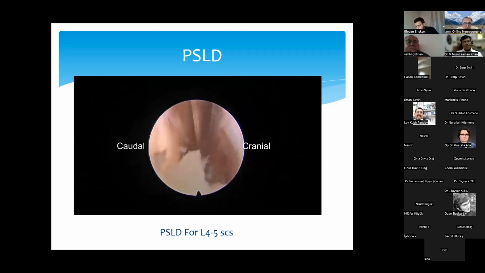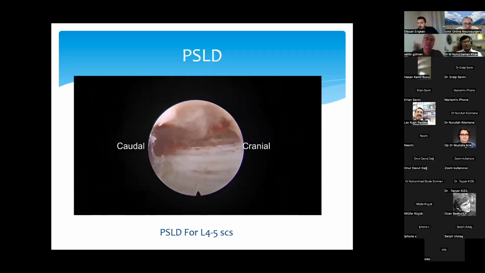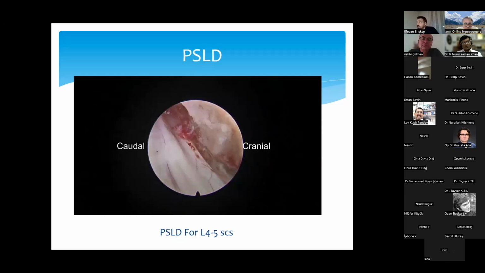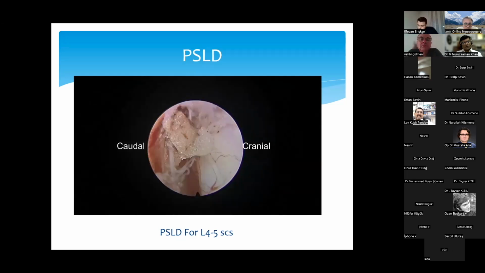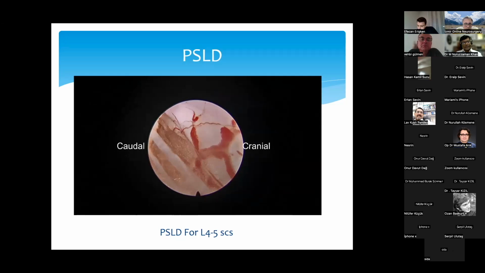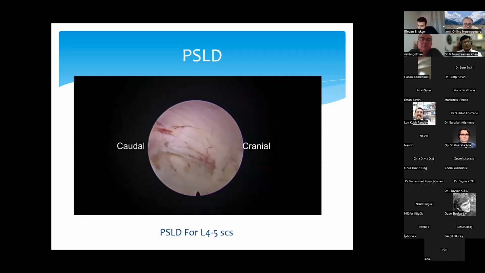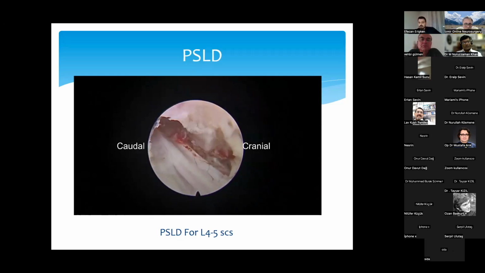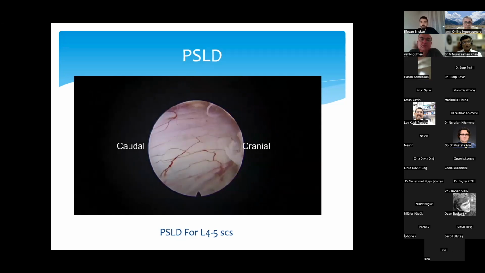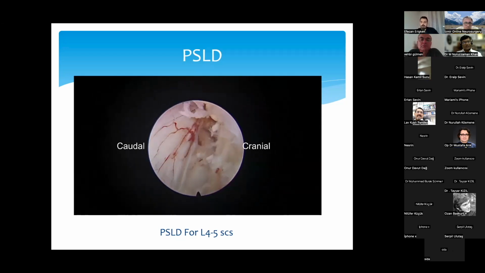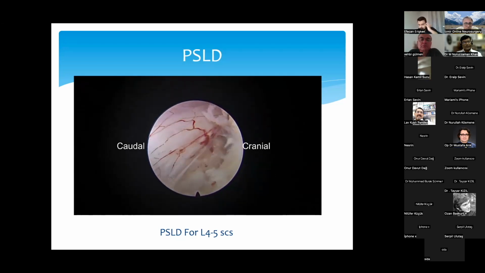This was a case of spinal canal stenosis, so we are not going to remove the disc here. And finally, you can see this is the ipsilateral root, and this is the contralateral root, and the whole of the thecal sac is completely decompressed.